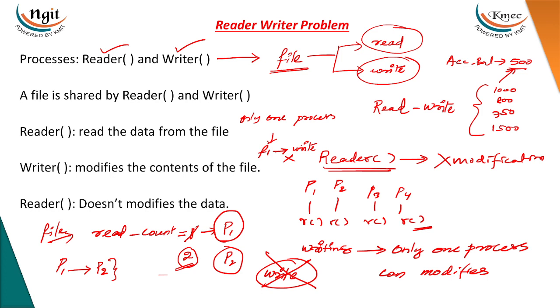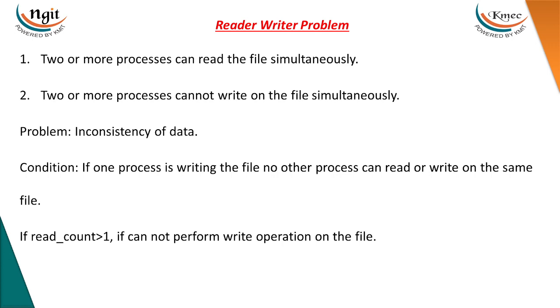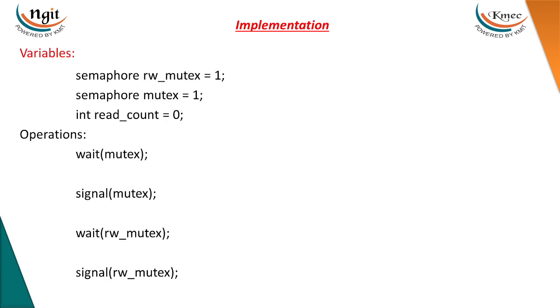So we'll use some semaphore variables and some integer variables. Let's see those variables and the implementation. The variables we have taken here are rw mutex, a binary semaphore, and mutex, which is also a binary semaphore. The values of rw mutex and mutex are 1 and 0 only. The operations performed are wait on mutex, signal on mutex, wait on rw mutex, and signal on rw mutex.